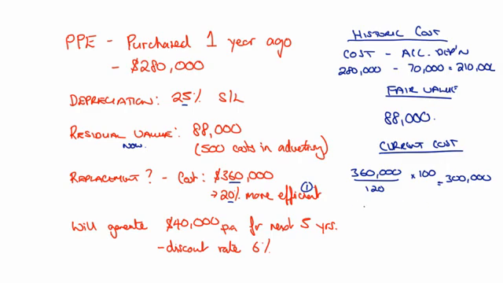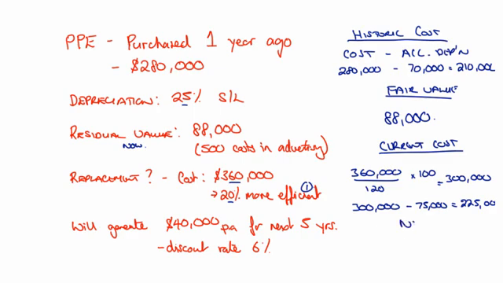So we now have to depreciate that 300,000. So that 300,000 then needs some depreciation on it, and the depreciation is 25%. So 25% depreciation would be 75,000. So that would bring you down to 225,000. That's the current cost.